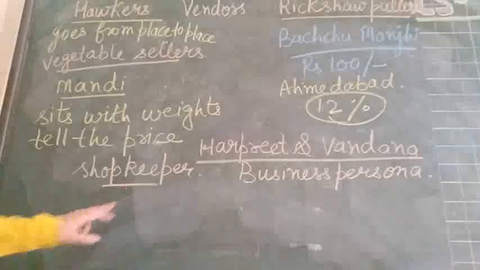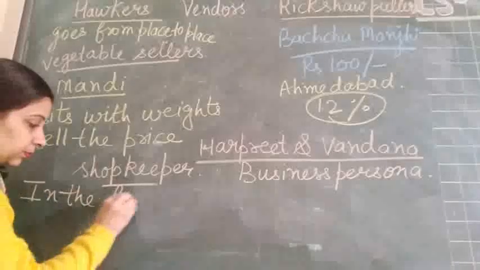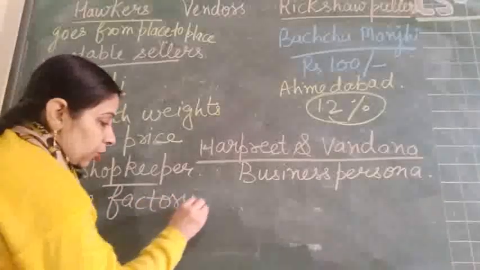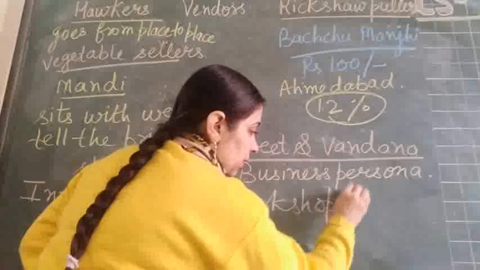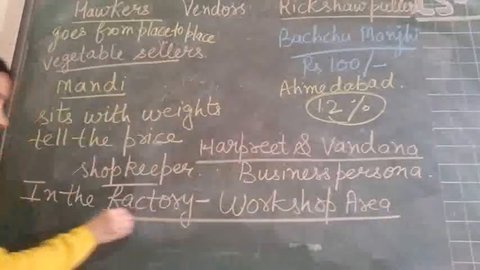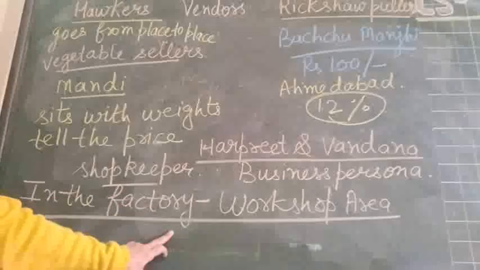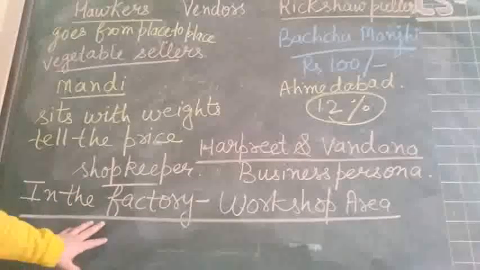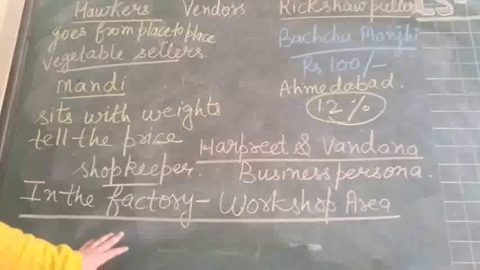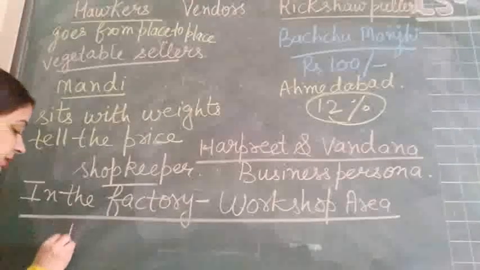Children, next we will talk about the factory workshop area. In this chapter, in the workshop area, we will consider Nirmala. Clear, children? The working conditions of people like Nirmala: they have long working hours, like 12 hours a day.